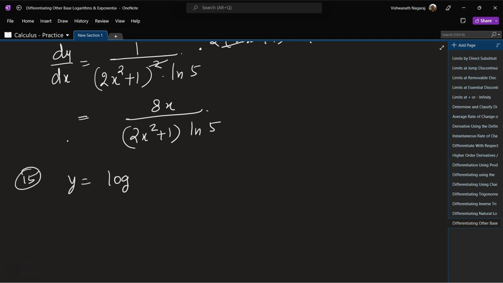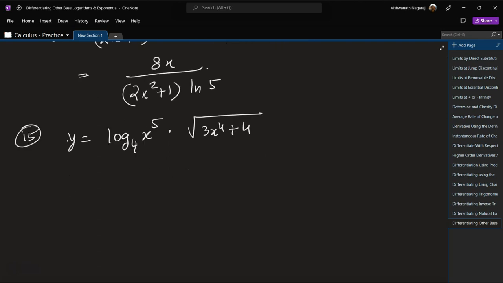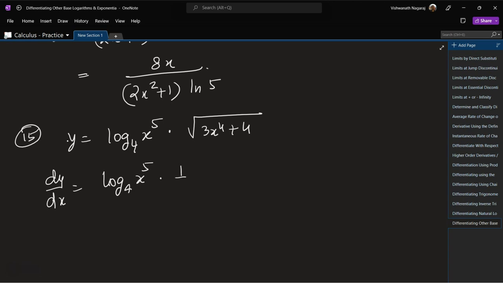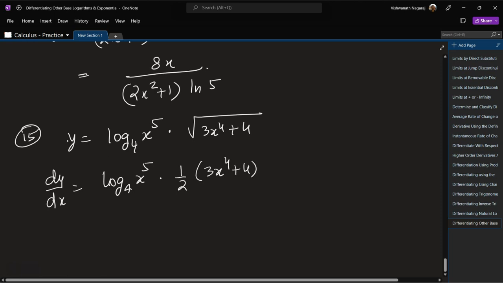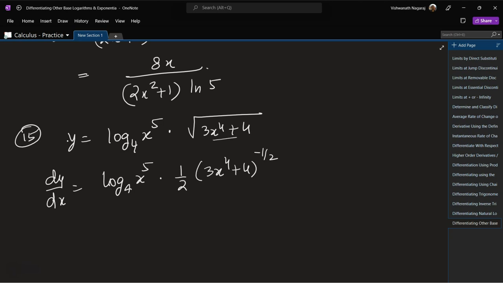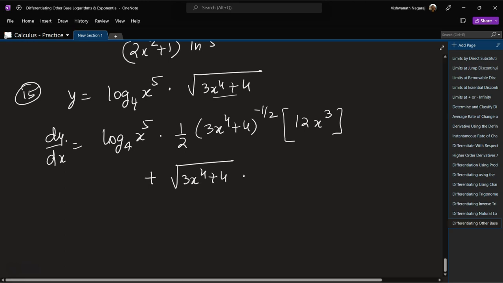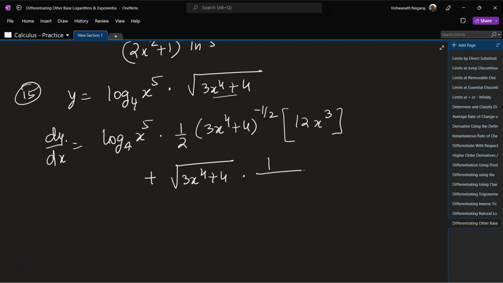15th one. Y is equal to log to the base 4 of x to the power of 5 times square root of 3x^4 plus 4, the product rule. So dy by dx is equal to this as it is, and this we have to differentiate. So this is nothing but 3x^4 plus 4 to the power of 1 by 2. So 1 by 2 3x^4 plus 4 to the power of 1 by 2 minus 1, which is minus 1 by 2. And then we have to differentiate this part. So that would be 12x cube plus, now this remains as it is, 3x^4 plus 4 times, and now we have to take care of the log. So that would be 1 by x to the power of 5 natural log of 4 times x to the power of 5, that gives us 5x to the power of 4.